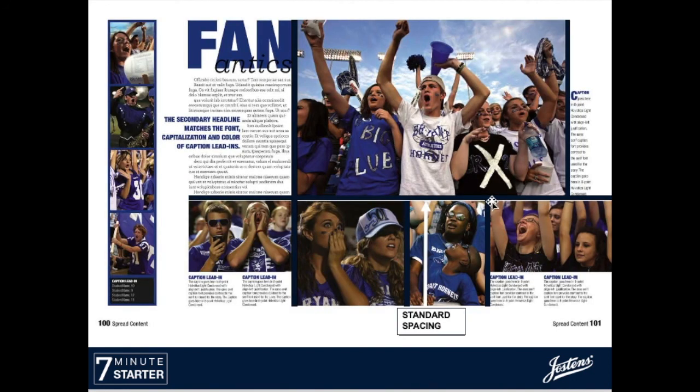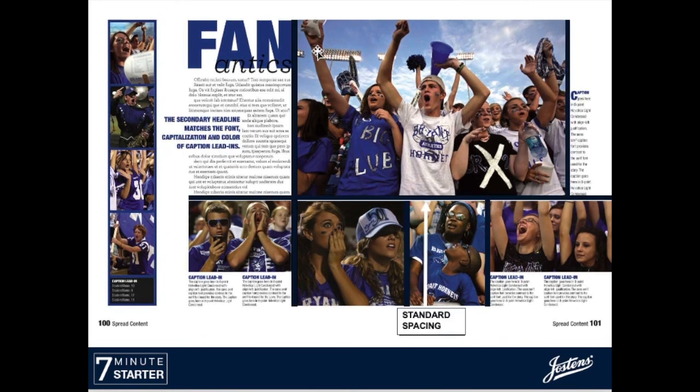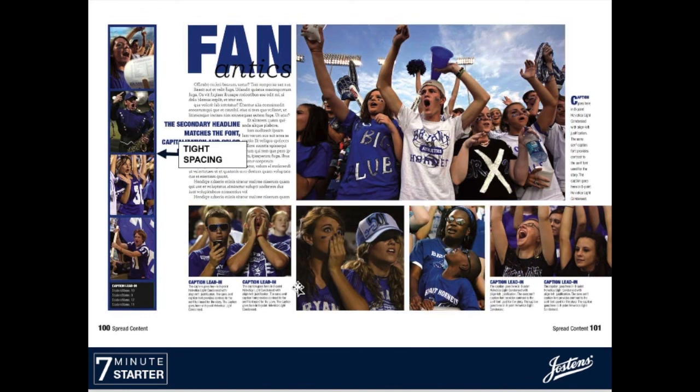So there are 3 types of white space. There is standard spacing right here. This is a pica space, like we talked about earlier. So that's standard spacing where you put a pica between your different elements. Then you have tight spacing. So if you look at this photo box over here, between these 4 photos, there's less than a pica's worth of space. So sometimes you might use tight spacing, but you still have white space between your elements.